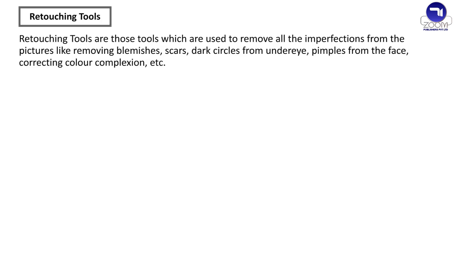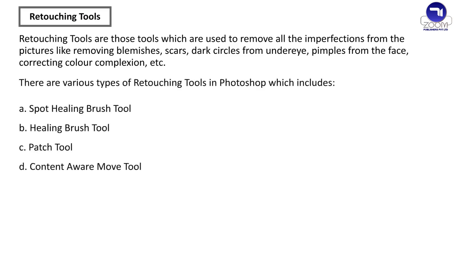Retouching tools. Retouching tools are those tools which are used to remove all the imperfections from pictures, like removing blemishes, scars, dark circles from under the eye, pimples from the face, correcting color complexion, etc. There are various types of retouching tools in Photoshop, which include Spot Healing Brush Tool, Healing Brush Tool, Patch Tool, Content Aware Move Tool.